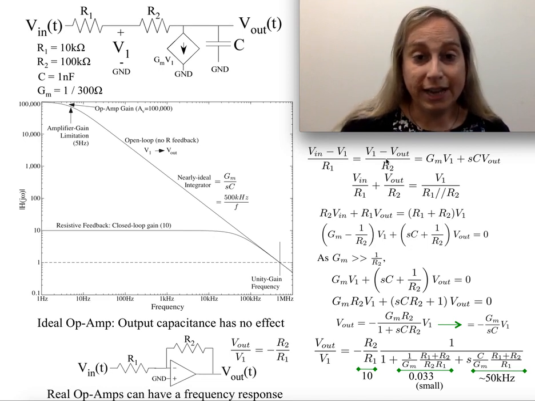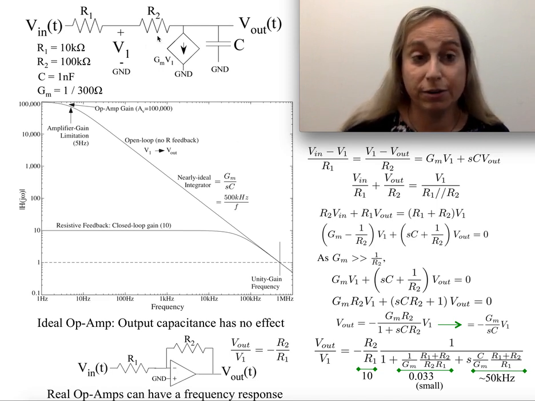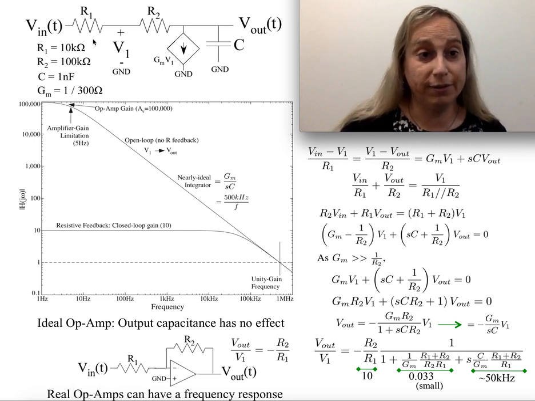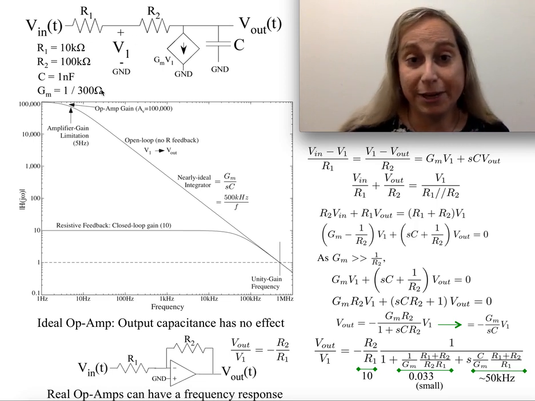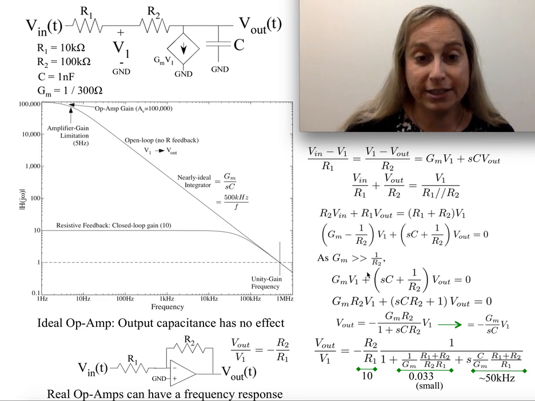I can look at the second part, and there I can also start to pull apart equations by grouping the V1 and V out terms, the V1 to this side, the V out to the other side, and you can see where those terms show up. Now, assuming that your GM is much bigger than 1 over R2, so that this term is much bigger than R2. Is this true? Well, R2 is 100 kiloohms, and GM is 1 over 300 ohms. So that's probably pretty reasonable, and something to consider in that design.